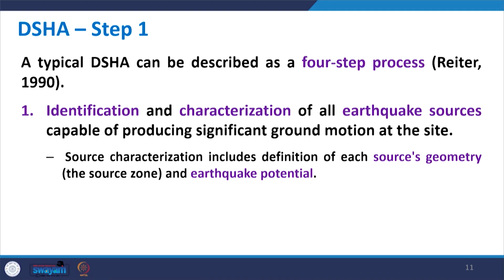Then the first step, source characterization, includes definition of each source geometry and earthquake potential. So, what is the geometry and what is the potential it may cause? Potential will depend on the magnitude, and if the size of the earthquake is high, then the earthquake potential is expected to be high.